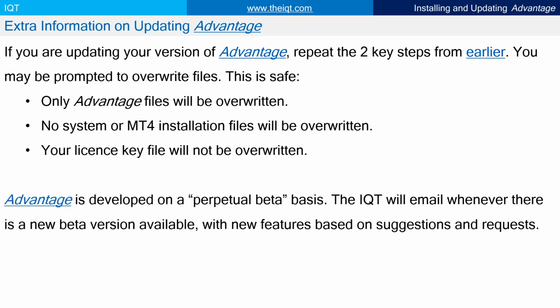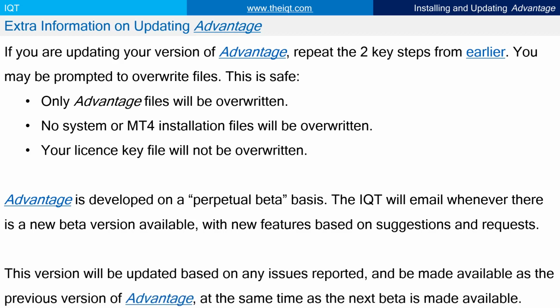Advantage is developed on a perpetual beta basis. The IQT will email whenever there is a new beta version available, with new features based on suggestions and requests. This version will be updated based on any issues reported, and be made available as the previous version of Advantage, at the same time as the next beta is made available.